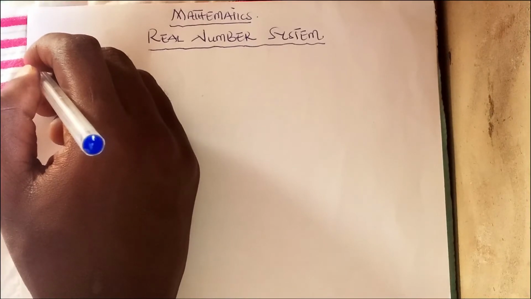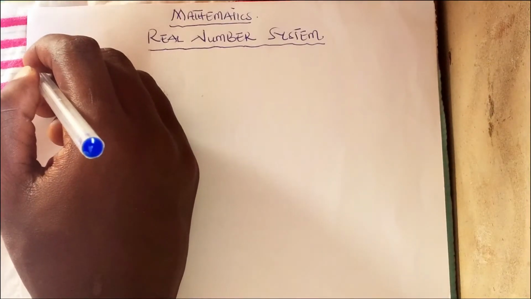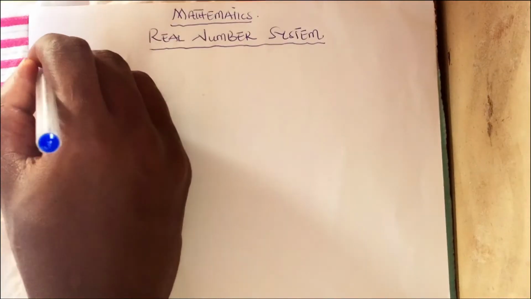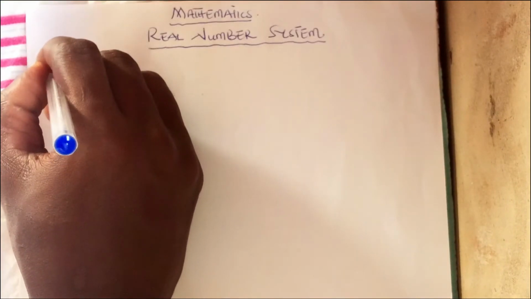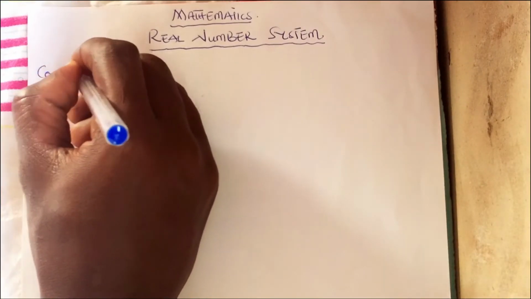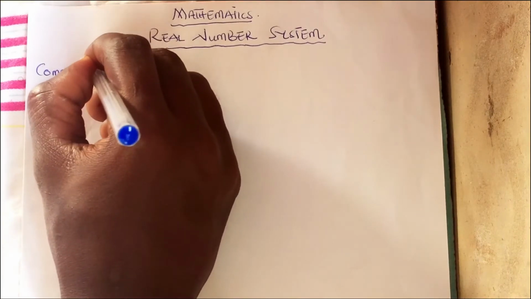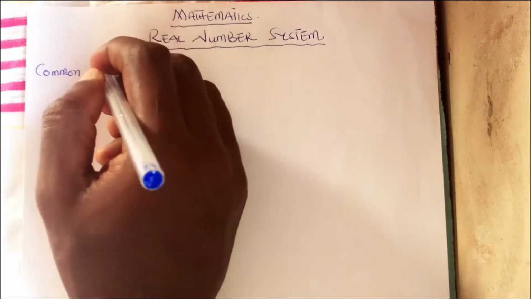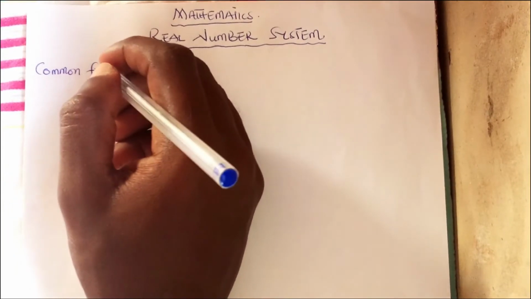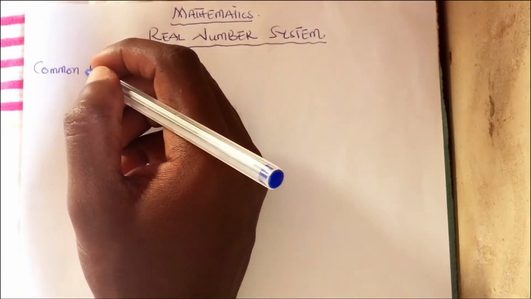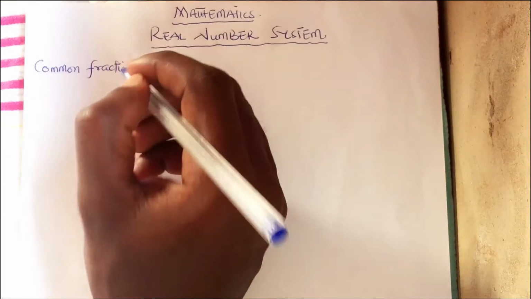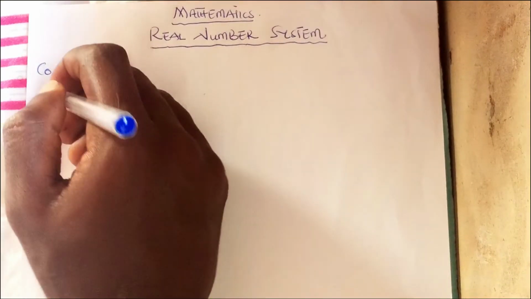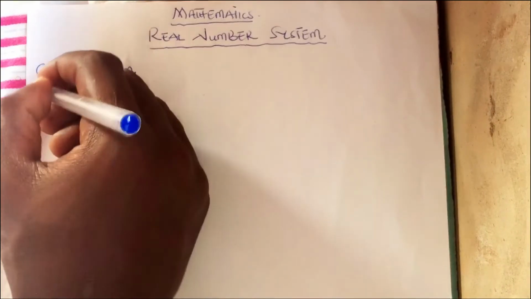The next is common fraction. Under common fraction, we have proper fraction, improper fraction, like fraction, unlike fraction, and mixed fraction. So we have proper fraction.